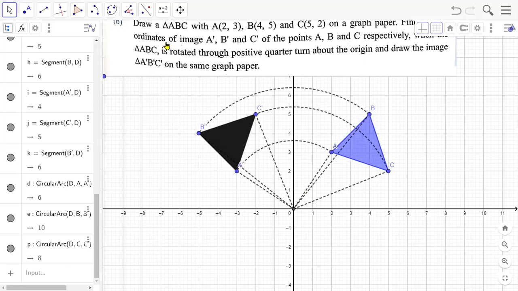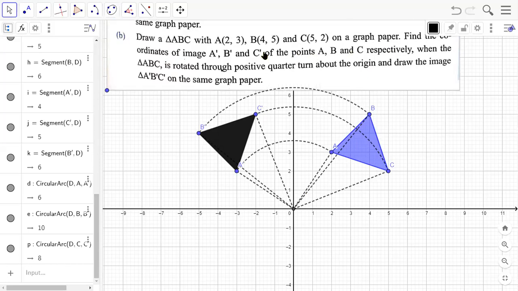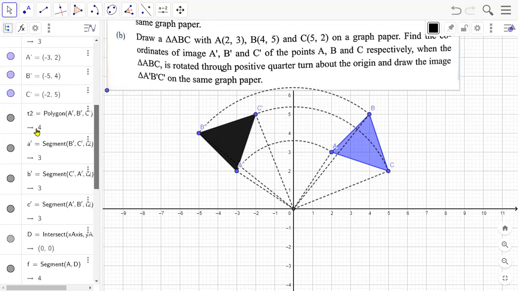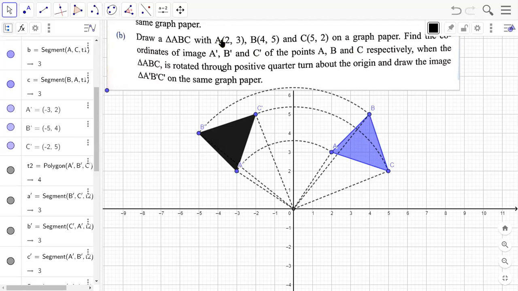I will write that as well. And here the question is to find the coordinates of A dash, B dash, C dash, and we have already found the A dash, B dash, and C dash here.